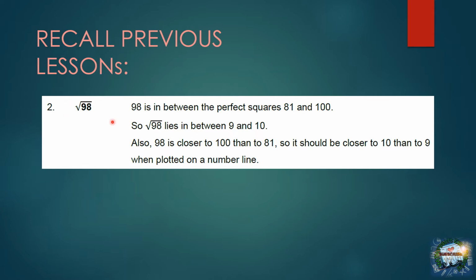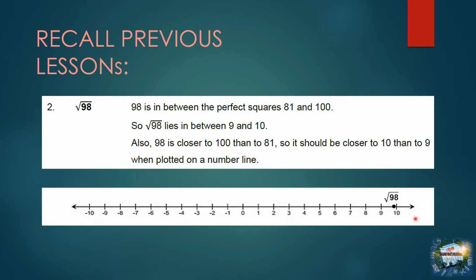Next one is square root of 98. 98 is in between perfect squares 81 and 100. So, malapit siya sa 100 pag kumpara natin sa 81. And that lies between 9 and 10 para sa integers natin. At gaya ng sinabi ko, 98 is closer to 100, so bandang kanan pag inilagay natin sa number line. Makikita natin that yung 9, which is equivalent to square root of 81, and 10, that's equivalent to square root of 100. Malapit siya doon, yung square root of 98. Okay?